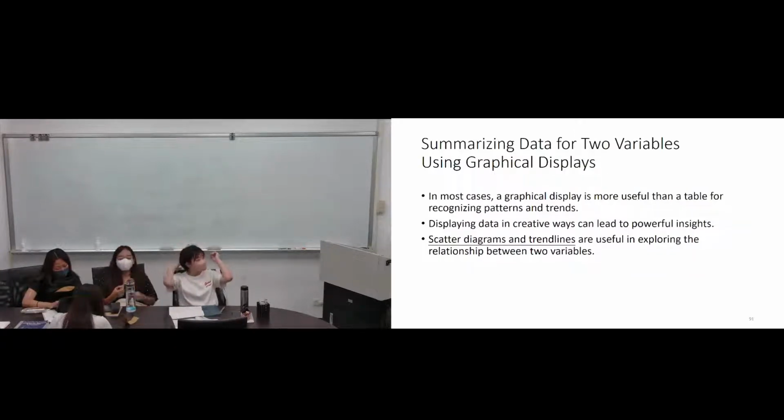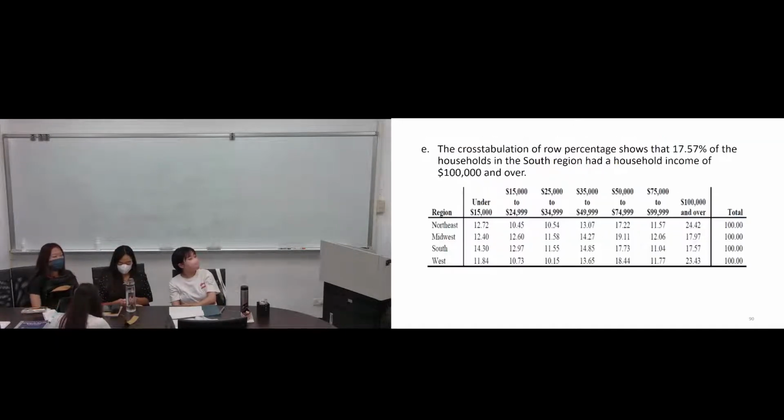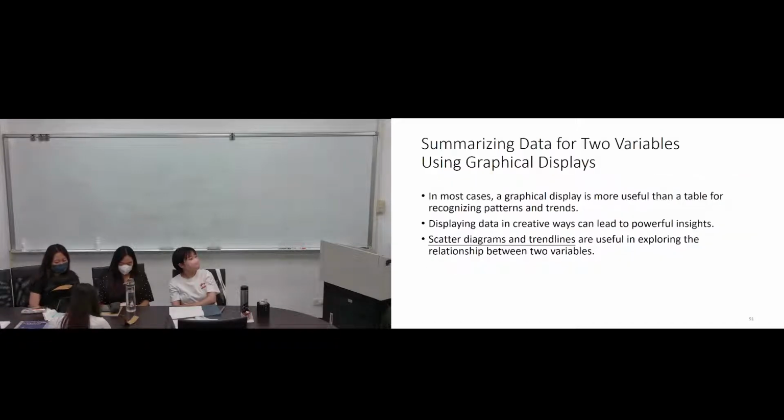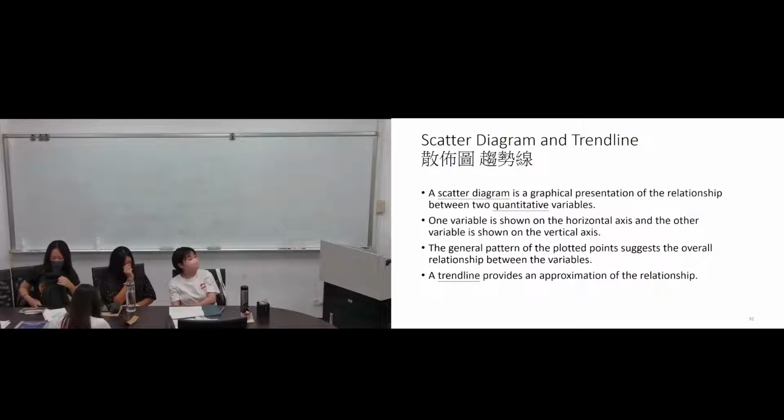So that's how we use a cross-tabulation table to summarize data for two variables. Also, for charts, we can use the scatter diagram. A scatter diagram explores the relationship between two variables. After we draw the scatter diagram, we draw the trend line that can indicate the relationship between the two variables.